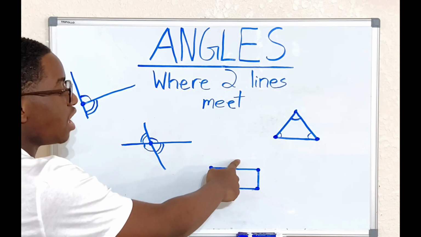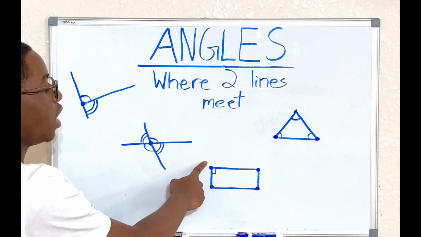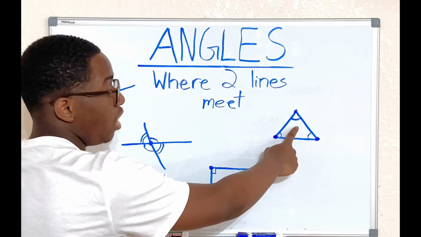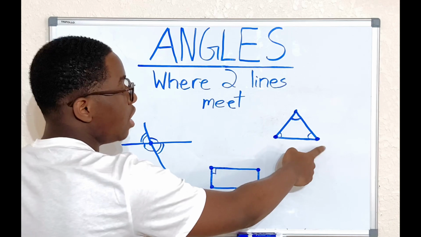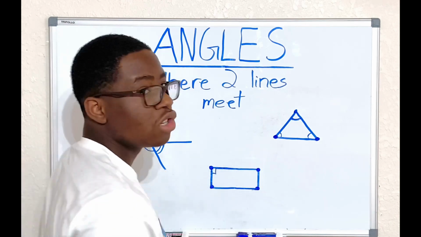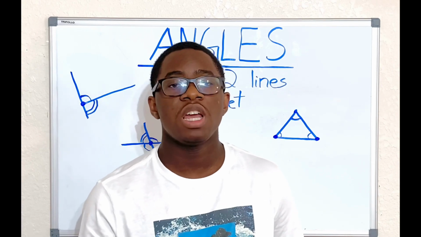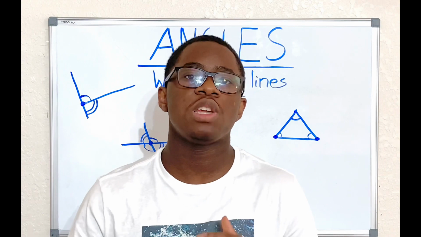Here in this rectangle, we have a top line and the line on the left. They created an angle here at the top left. Here, for instance, in this triangle, we have this right line and this bottom line that created this angle in the bottom right. So as you can see, an angle is just formed where two lines meet. Now in today's video, we're going to be going more into depth with transversal and parallel lines.